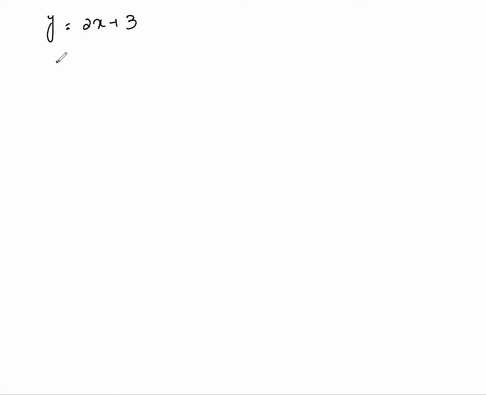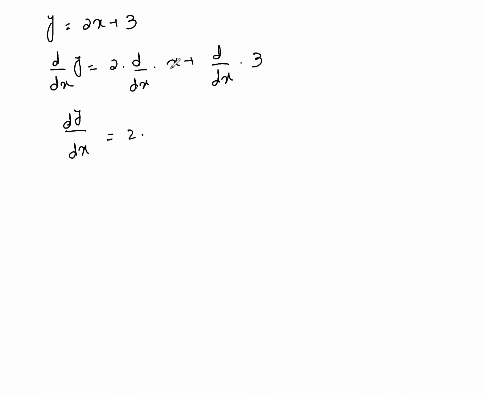So we were writing d by dx of y equals 2 times d by dx of x plus d by dx of 3. So dy by dx equals 2 times the derivative of x, which was 1, plus the derivative of the constant, which was 0. So dy by dx was 2.